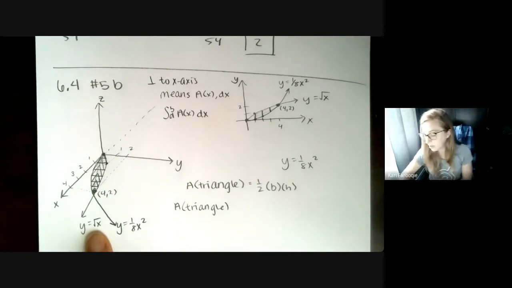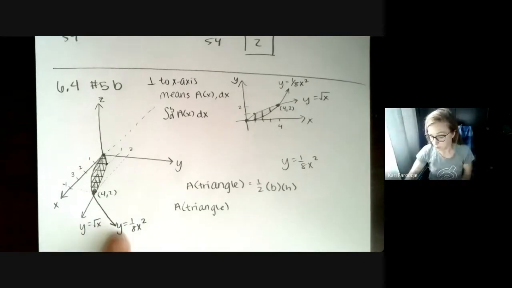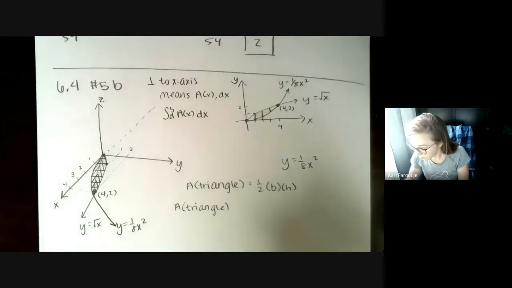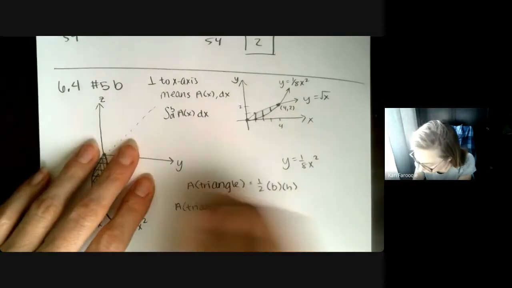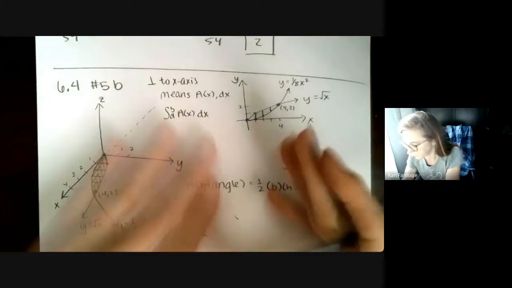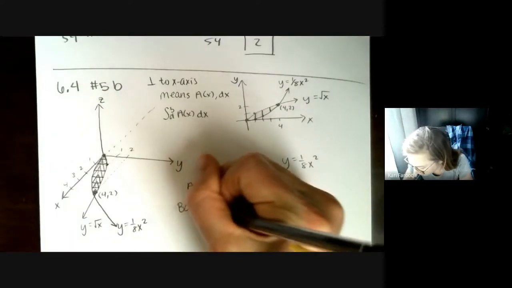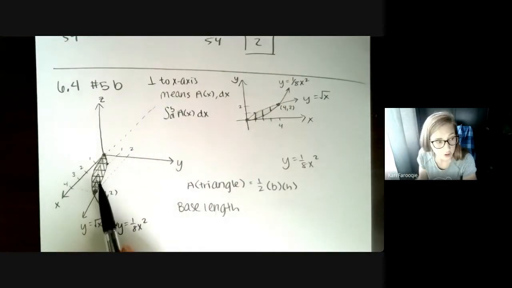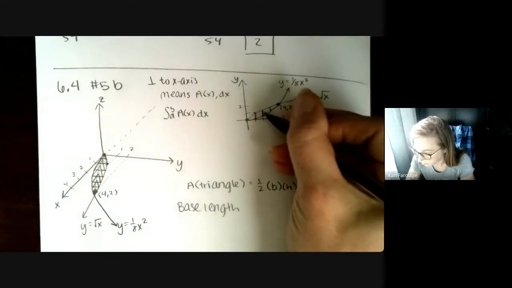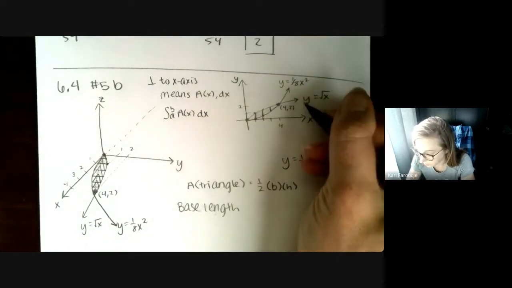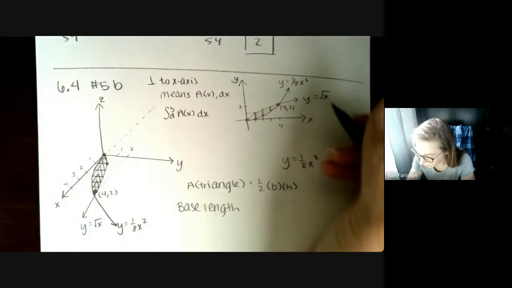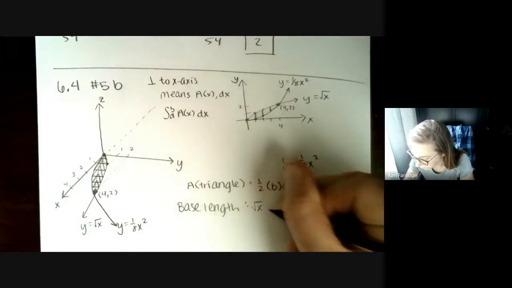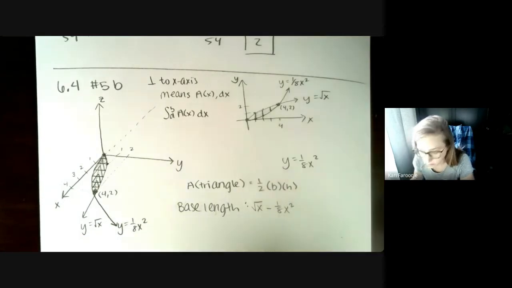functions of x. But in this case, it's really important to note that we're dealing with a dx integral, and we're looking for A of x. So you know that you don't have to rewrite these functions. They're right already where they need to be. So the base, let me just do that first. The base of each of these triangles, if you think about it in the 2D variation, is going to be the length of the top function minus the bottom function. The top function is the square root of x. The bottom function is 1/8 x squared.